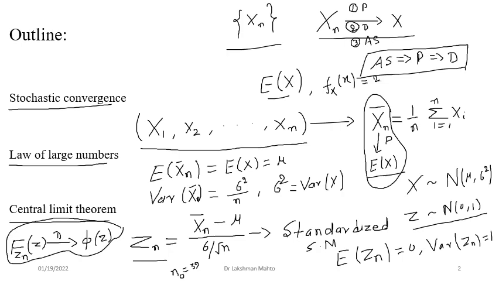So when the sample size is greater than or equal to 32, we can say that, irrespective of the nature of the random variable X, the sample mean would be approximately normal, and the corresponding standardized sample mean would be approximately a standard normal random variable. Okay, so all these are an overview of what we are going to discuss in today's lecture.